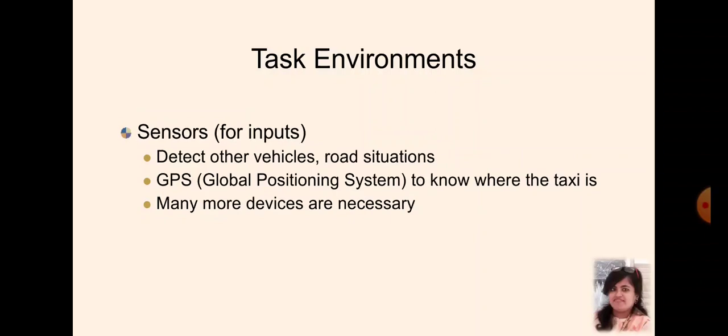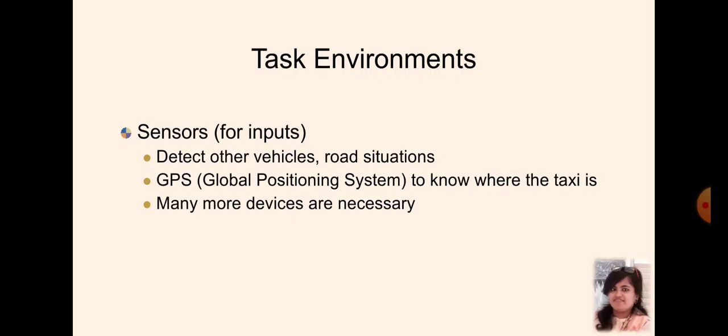And the sensors, so these are basically the inputs for the agent, to detect other vehicles and road situations. And the GPS, the global positioning system, should be there to know where the taxi is. By following the GPS it can reach the correct destination. And many more devices are necessary. What are the devices? Lidar, radar, these are the devices.